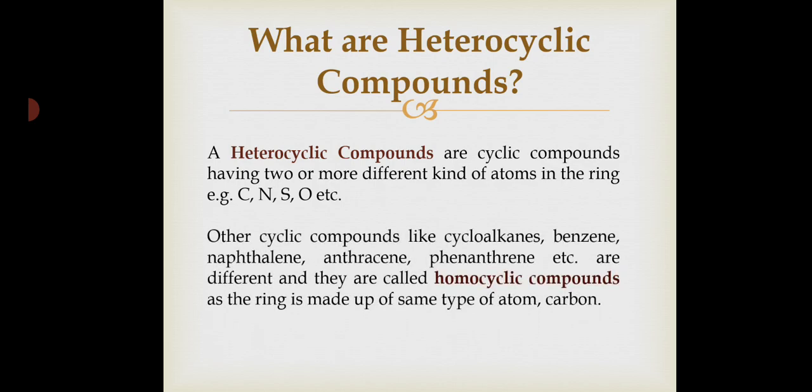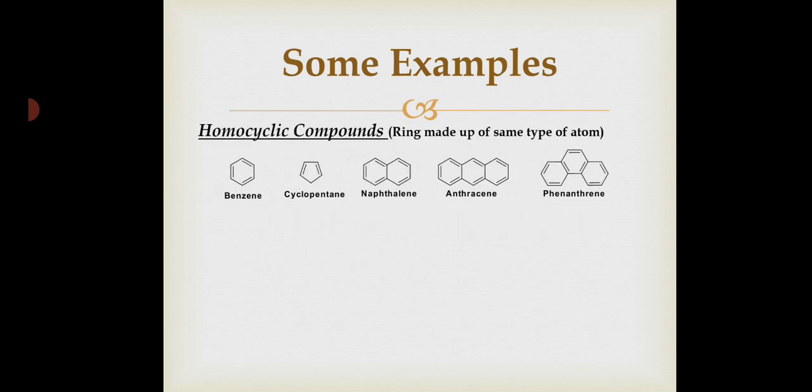Earlier, we have discussed cycloalkane, benzene, naphthalene, anthracene, phenanthrene. They are all called homocyclic compounds because they have rings made up of atoms of the same type, like carbon. Here is the structure and some examples of homocyclic compounds. You see benzene, cyclopentane, naphthalene, anthracene, phenanthrene. They are cyclic compounds, and the ring is made up of the same type of atom, which is carbon.